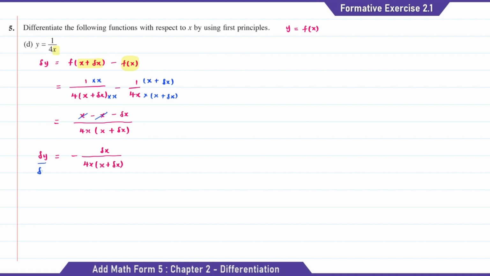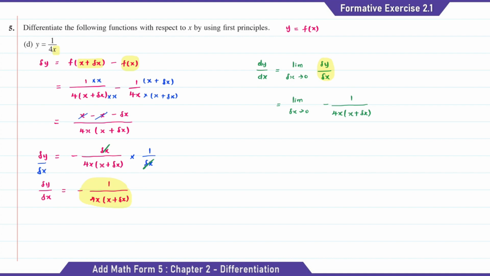Next, I'm going to divide both sides by delta x. This is the same as multiplying by 1 over delta x. So the delta x here will be cancelled. This is equal to negative 1 over 4x(x plus delta x). To find dy/dx, substitute the delta y over delta x with this. Next, substitute the delta x here with 0. Then the answer for dy/dx is equal to negative 1 over 4x squared.